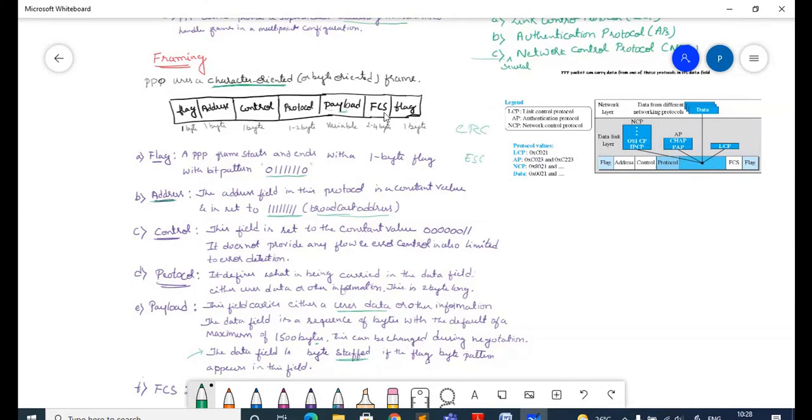Yes, ma'am, clear. Ma'am, can you show the FCS part again? It's not visible, ma'am. FCS, the last point. Okay.